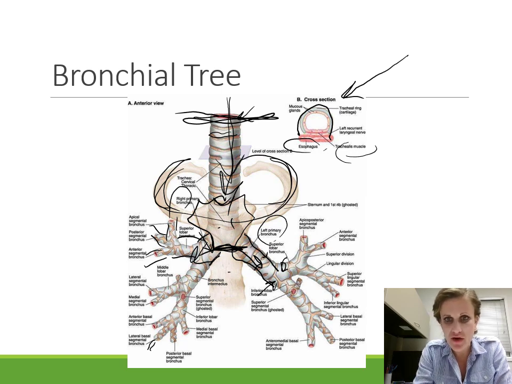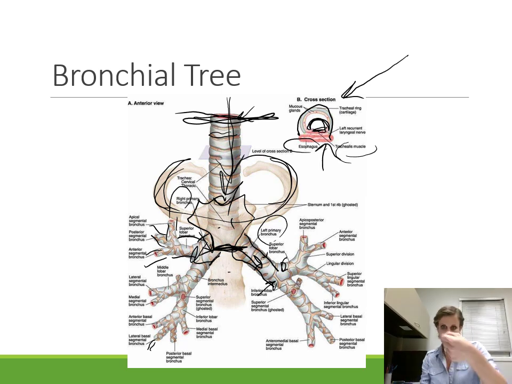And this is important because it allows for flexibility of the posterior aspect of the trachea. So this back area of the trachea right here is flexible. Okay? It can be pushed in. That allows for us to swallow food down the esophagus. Look at the esophagus right now. It is completely shut, right? It is squeezed closed. It's not like an open tube.